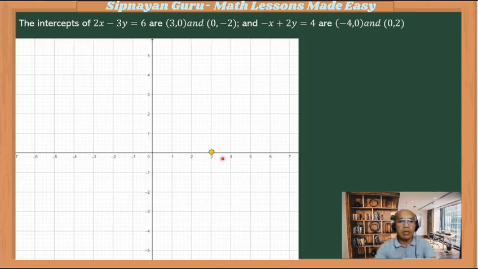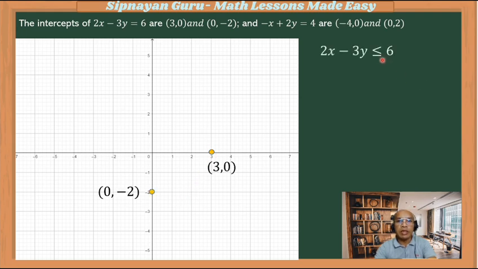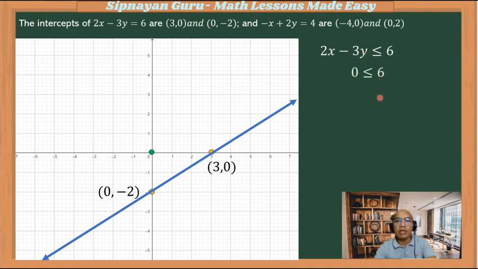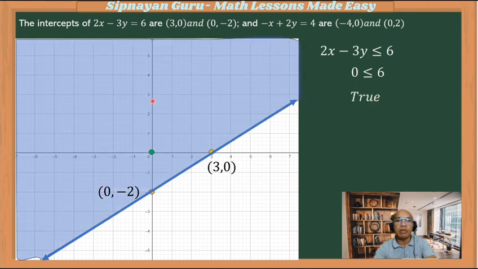So for the first equation, the x-intercept is 3 and 0. And so the given inequality is 2x minus 3y less than or equal to 6. So there is an equal sign here. So therefore, the boundary line is a solid line. So determine which region satisfies the given inequality. Use the test point, the origin 0, 0. So if this is 0 and this is 0, 0 less than or equal to 6 is a true statement. So therefore, we will shade this region.